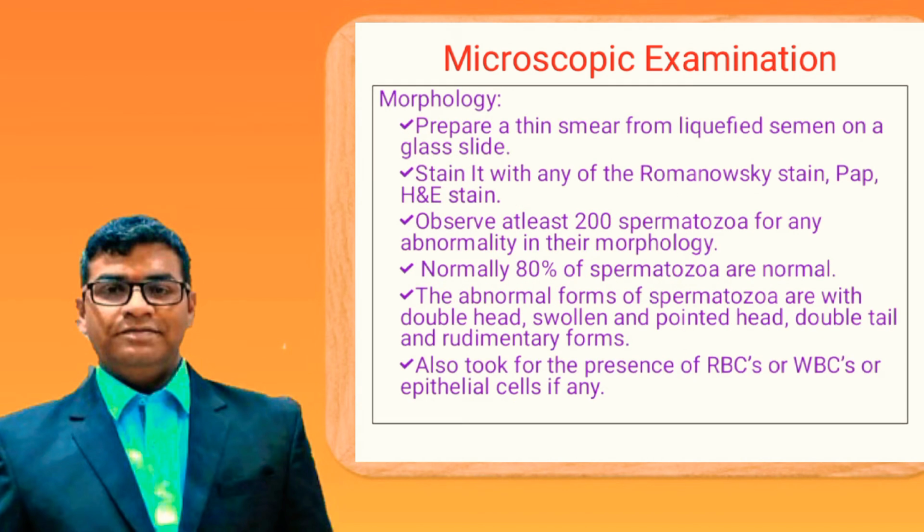Morphology. Prepare a thin smear from liquefied semen on a glass slide. Stain it with any one of the Romanowsky stain, Pap stain or H&E stain. Observe at least 200 spermatozoa for any abnormality in their morphology. Normally 80% of the spermatozoa will be normal. The abnormal forms of spermatozoa are with double head, swollen and pointed head, or double tail and rudimentary horns. Also look for the presence of RBCs or WBCs or epithelial cells if any.